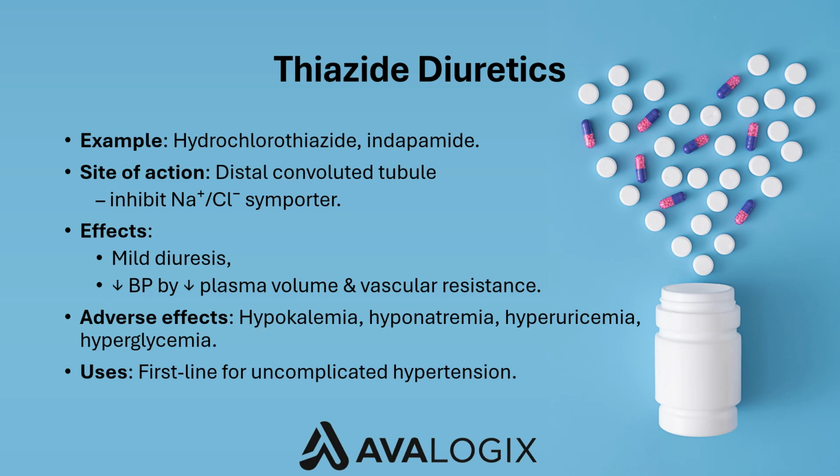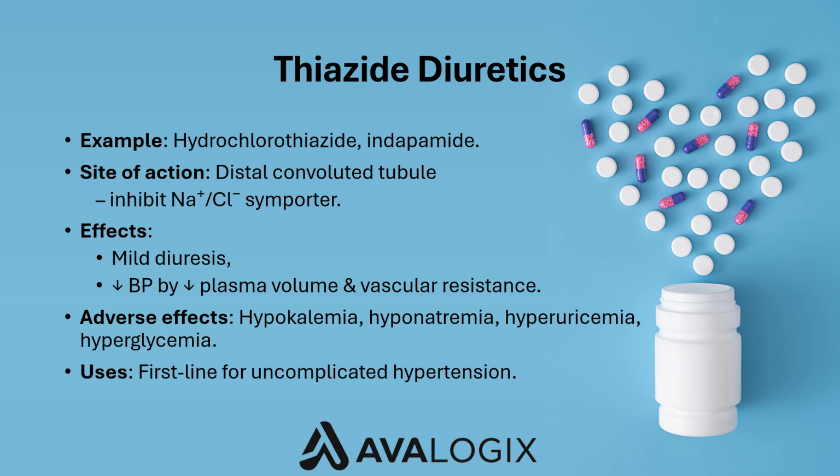Hydrochlorothiazide and indapamide are classic examples. They act in the distal convoluted tubule of the nephron, where they inhibit the sodium chloride symporter, leading to increased excretion of sodium, chloride, and water. This results in a modest diuresis, not as dramatic as loop diuretics, but just enough to lower plasma volume and, over time, cause vasodilation. In practice, thiazides are highly effective in reducing systolic blood pressure, especially in older patients and in Black patients, who often respond less well to ACE inhibitors alone.